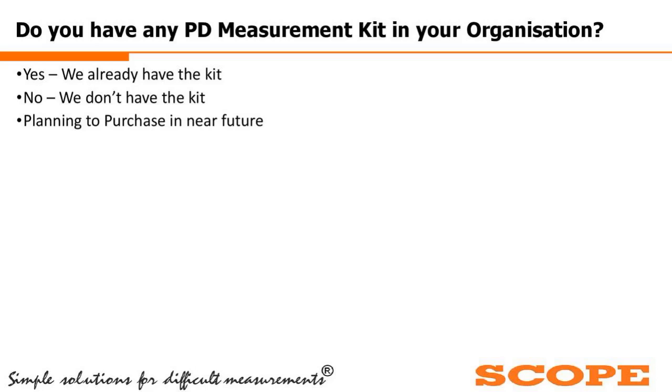Now, once again, in the next poll I'll be asking you to participate: do you have any PD measurement kit in your organization? Because now you can understand a bit more about PD. So do you have the kit in your organization? You already have one, or you do not have one, or you are planning to purchase in the near future. That near future could be 1 year, 2 years, or 6 months, whatever the time frame may be. I request you to put your answers on the poll.